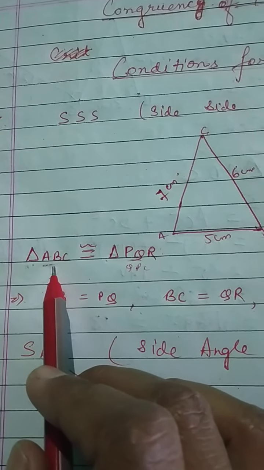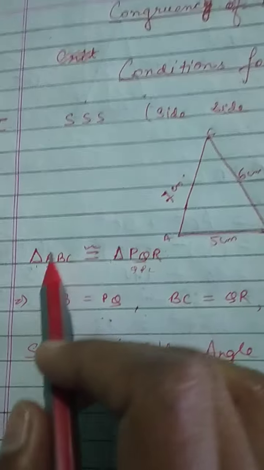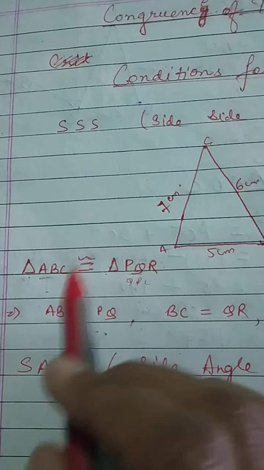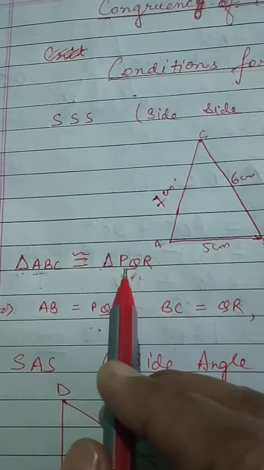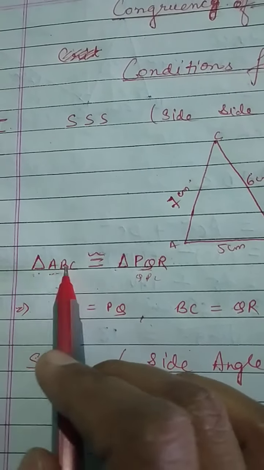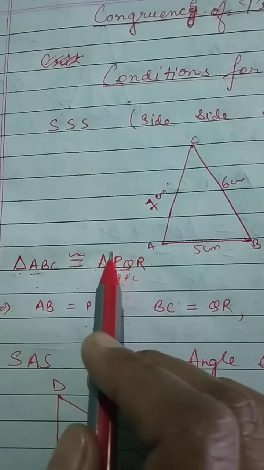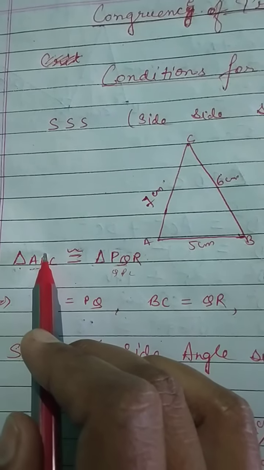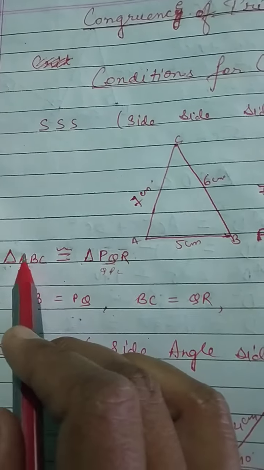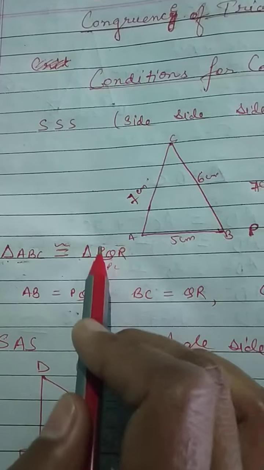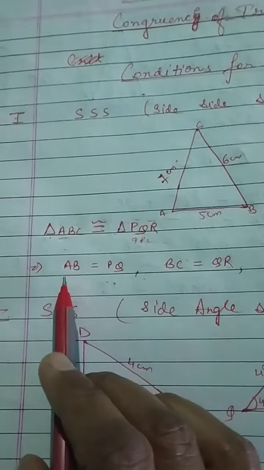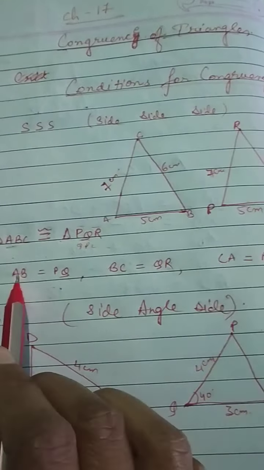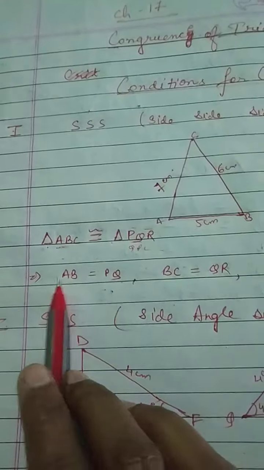It is a very important thing, students, because of this way of writing congruent triangles. If you do not write the correct way, your marks will be cut in the exam. Okay, so this is very important. Triangle ABC is congruent to triangle PQR. Why PQR? Because AB is equal to PQ, BC is equal to QR, and AC is equal to PR. Got it? You can see AB is equal to PQ, BC is equal to QR, CA is equal to PR. These are all corresponding sides because both are equal.